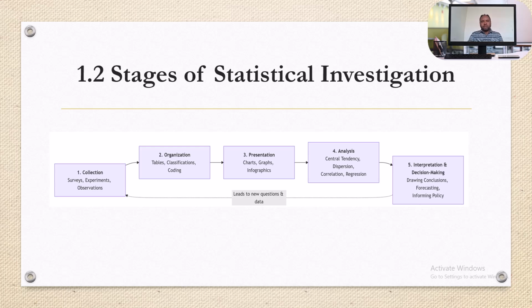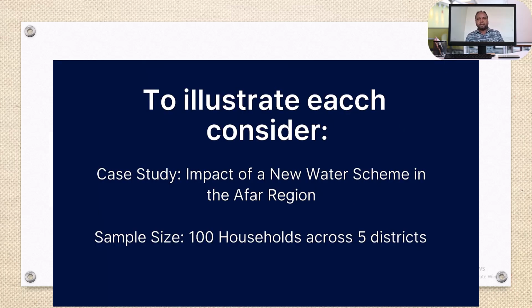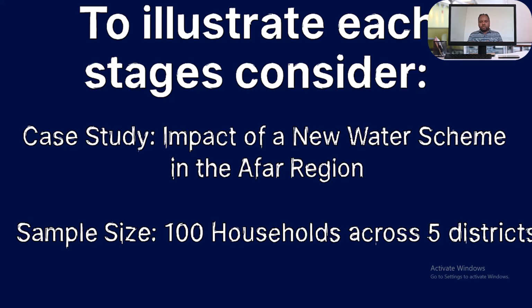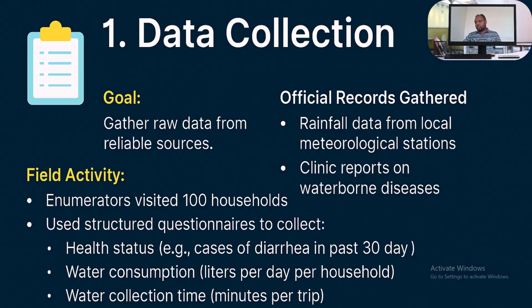In doing so, let us consider the title of investigation, Impact of New Water Scheme in the Afar Region. Here, 100 households were used as a sample across 5 districts. The first stage to investigate this research topic is gathering raw data from reliable sources, right? This data can be primary or secondary, where the primary source of data is directly collected under the supervision of the researcher or investigator, whereas secondary data is official records which are collected by someone else.